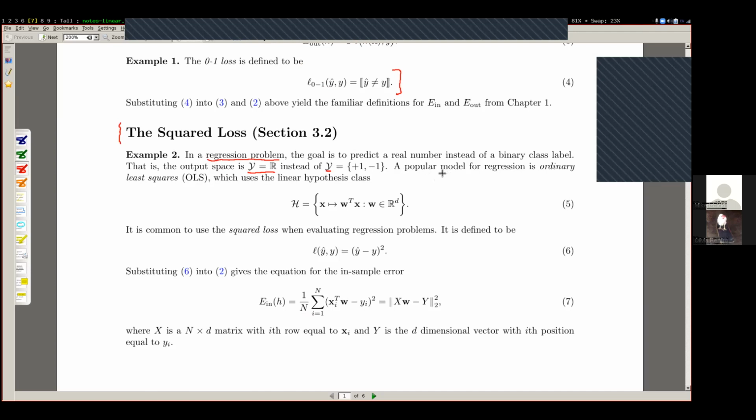The most popular model for regression is called ordinary least squares regression, also often just called linear regression. They're essentially synonyms for each other. It's called linear regression because the hypothesis class is the linear hypothesis class. It's a linear hypothesis class because this is a linear function, that right there, a linear function of the input x.